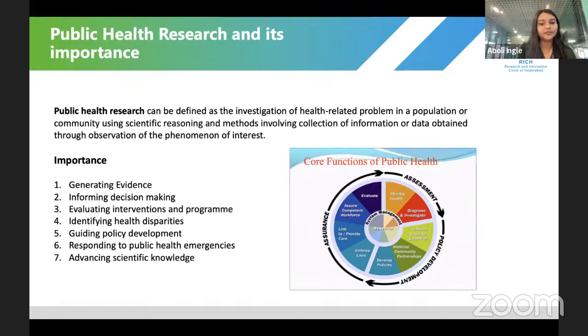Responding to public health emergencies, as I've already mentioned. During public health emergencies, like when there's an outbreak, COVID was an outbreak. It started and then it was all over the place. So what do we do in certain situations? During these outbreaks and pandemics, research plays a critical role in understanding the disease.